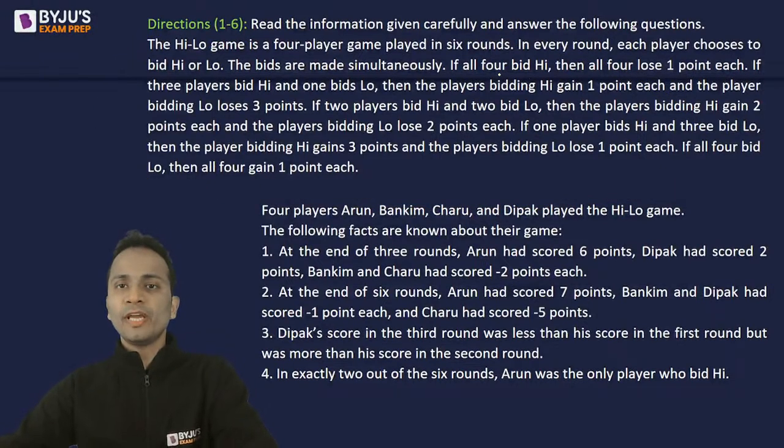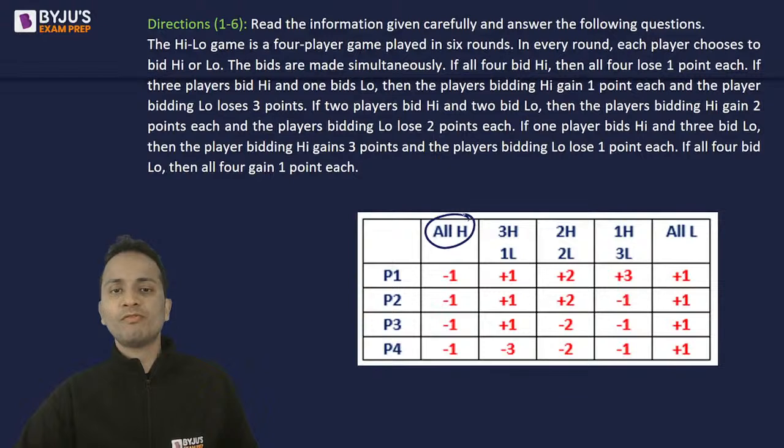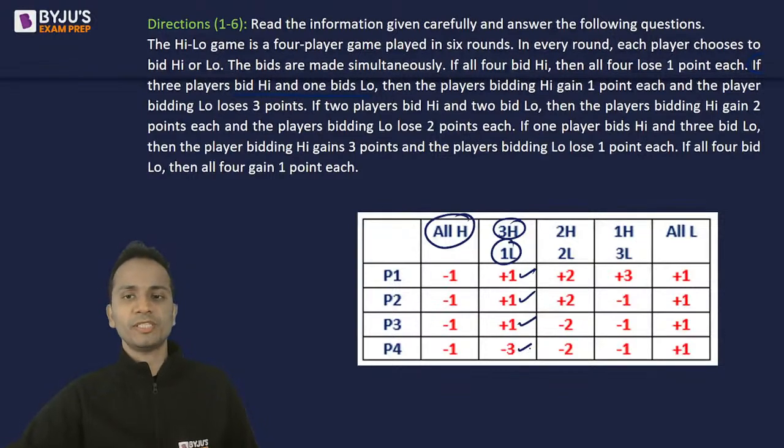Okay. So if all 4 bid high, I'll directly take you to the table. So the table says that you can have a look at the table. If all 4 bid high, then all of them will lose 1 point each. So -1, -1, -1, -1. Okay. Next, if 3 players bid high and 1 bids low, 3 high and 1 low, then the players bidding high will gain 1 point each and the player bidding low will lose 3 points. If 2 bid high and 2 low, then the players bidding high will gain 2 points each and the players bidding low will lose 2 points each.